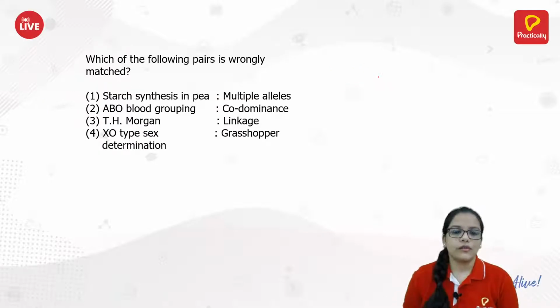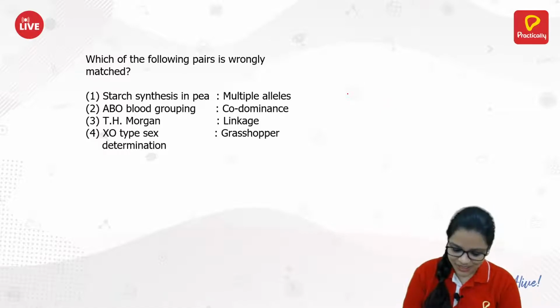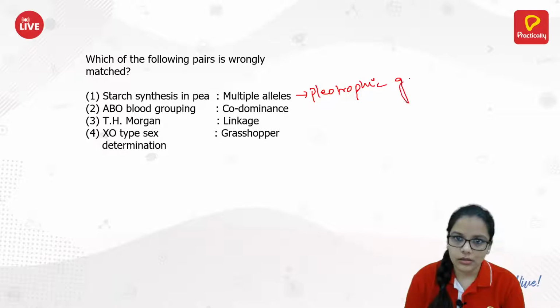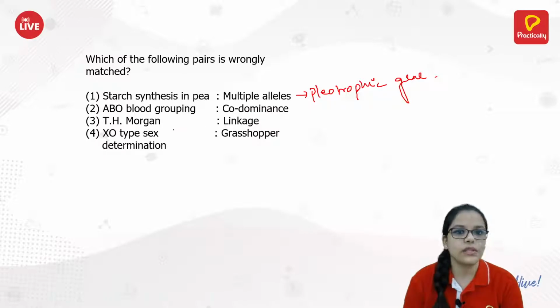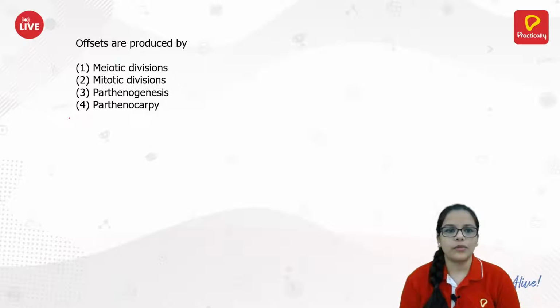Okay. Which of the following pairs is wrongly matched? Okay, let's see. Starch synthesis in pea is not multiple allele, it is a pleiotropic gene. Okay, so that is wrongly matched. ABO blood grouping is codominance. T.H. Morgan has shown linkage. XO type sex determination is in queen and grasshopper. Answer is 1.